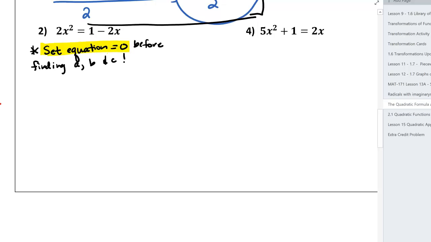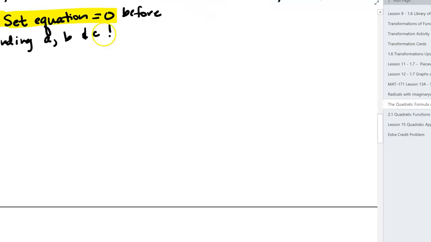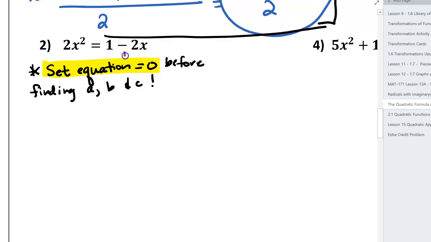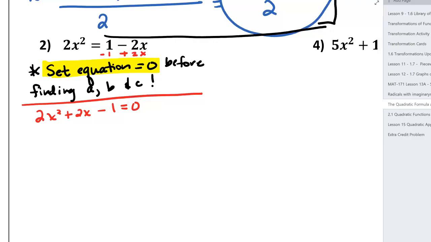So the first thing I'm going to have to do is take 1, move it to this side, and negative 2x and move it to that side. So to do that, I'm going to add 2x to both sides, and I'm going to subtract 1. That will give me 2x squared plus 2x minus 1 equals 0. So once you have the quadratic equation set equal to 0, then you can pull out A, B, and C.